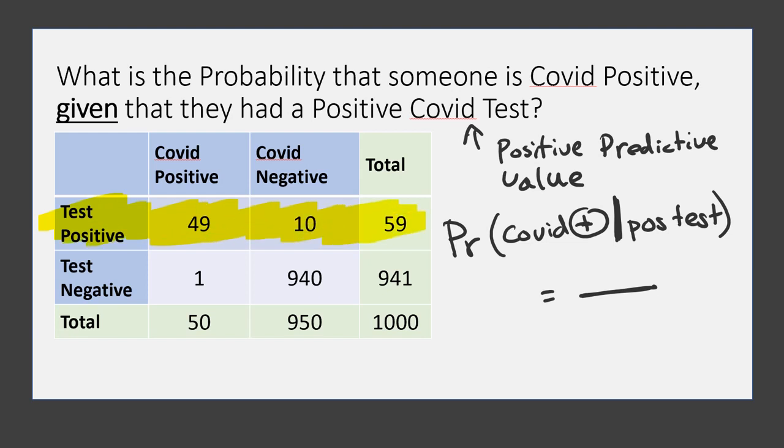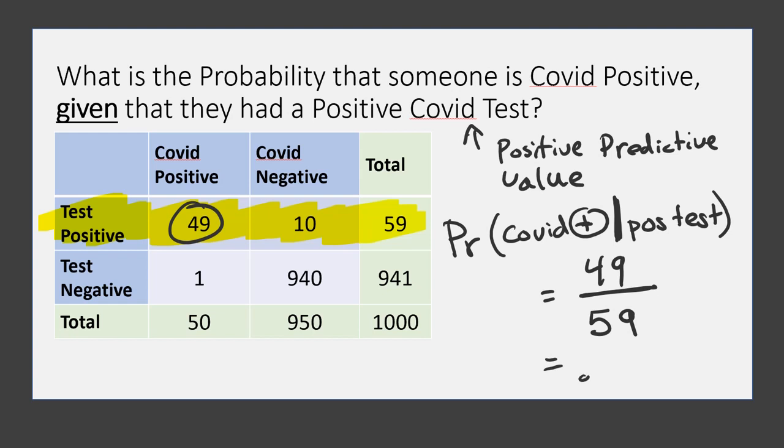Because all I care about is people who have positive tests right now. It's given that you have a positive test. So there's 59 people that have positive tests. Okay. So now what's the probability of being COVID positive in that group? Well, 49 have positive COVID out of the 59 that have a positive test.